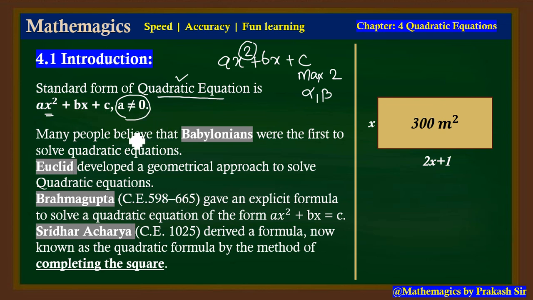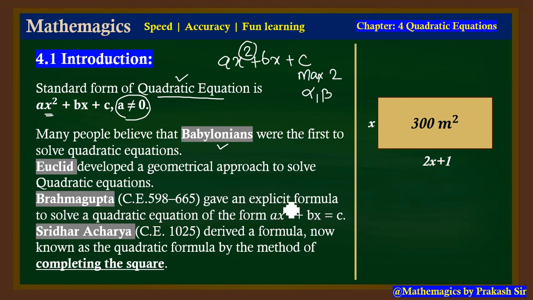Now the most important part: many people believe that the Babylonians were the first to solve the quadratic equation. Many people used to say that Euclid developed a geometrical approach to solve the quadratic equation, but in our India, Brahmagupta has given an explicit formula to solve a quadratic equation of the form ax square plus bx plus c. As we know, our ancient mathematicians of India had the knowledge of the quadratic equation.